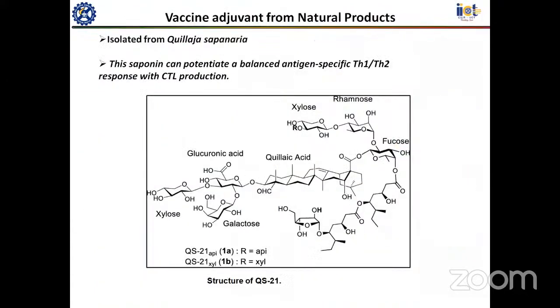And the recent use, this is a saponin called QS21, isolated from Quillaja saponaria, and this is used as a very well-known adjuvant in different vaccines. Particularly, every Covishield vaccine contains this adjuvant, which showed a very high immune response. So QS21 has been utilized as an adjuvant in different vaccines, particularly Covishield.